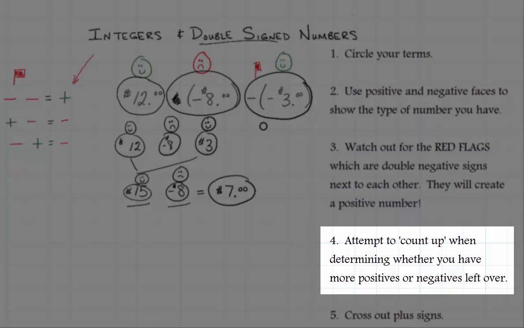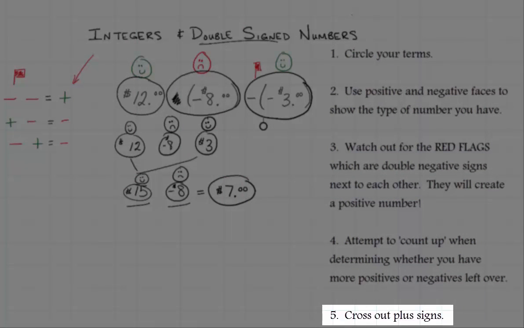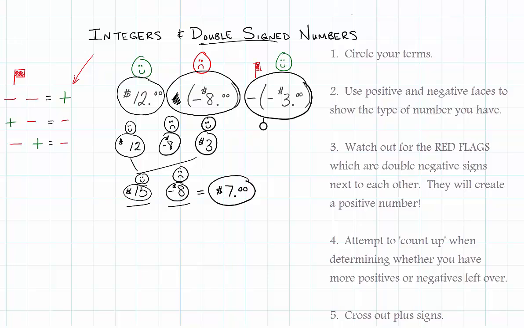If you have more positives than negatives or more negatives than positives, count up to determine how many more there are of either positives or negatives. And be sure to also cross out those plus signs. We know that a number with no sign in front of it is automatically positive. So cross out those plus signs that you see, and maybe that number is going to become a lot easier to determine whether it's positive or negative.